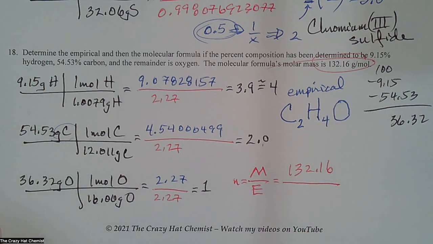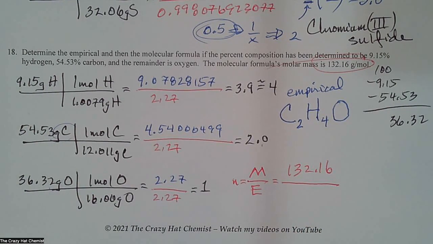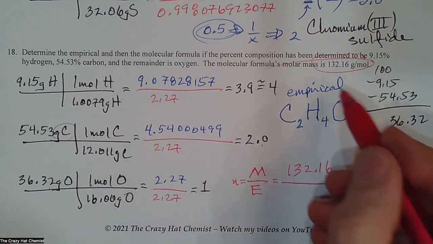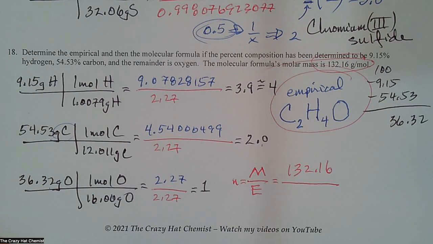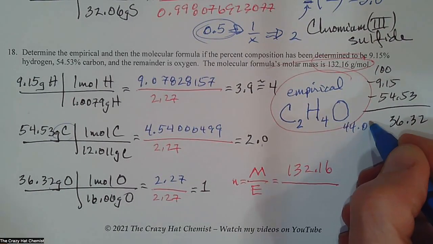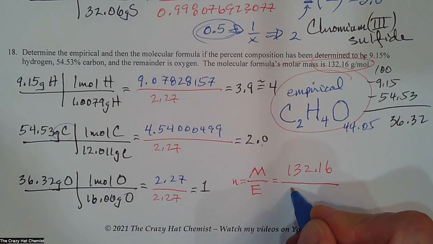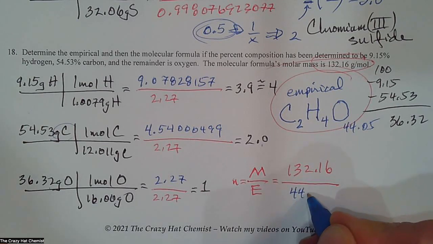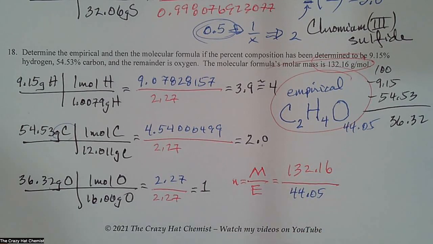132.16 grams per mole. Now what we're going to do is calculate the empirical formula's molar mass using the periodic table. And that is going to be 44.05. So I'm going to divide by the empirical formula's molar mass of 44.05. Then I'm going to take this molecular formula's molar mass divided by the empirical formula's molar mass.